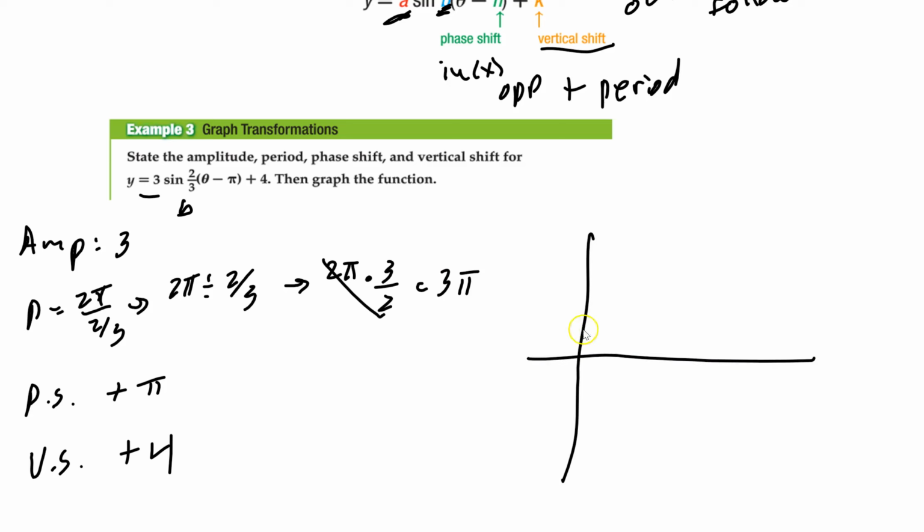So I've got to go plus 4, so 1, 2, 3, 4. My amp is 3, so I have to make sure I go 3 up also: 1, 2, 3, and 3 down. Okay, we're good there. My phase shift is pi, so my trick is to just count by that. Let's go plus pi, and add another pi, so 2 pi. Add another pi, so 3 pi. Add another one, so 4 pi.